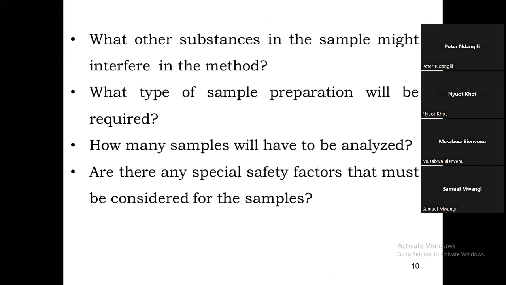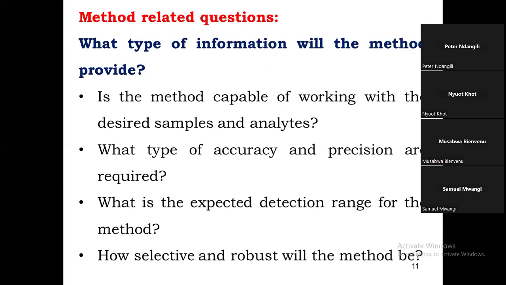What other substances in that particular sample are likely to interfere with the method that you choose? What type of sample preparation do you require? How many samples do you need to analyze? And are there any special safety factors that must be considered for the samples that you have? Then we also look at the method-related questions. At the method-related question, the main question is, what type of information will this method provide?